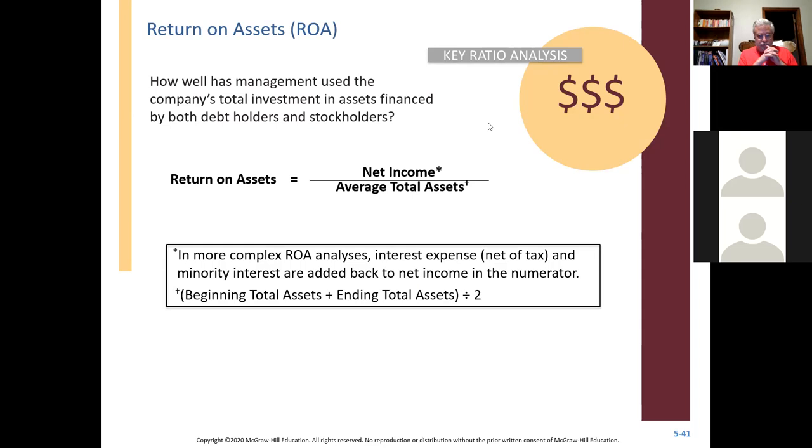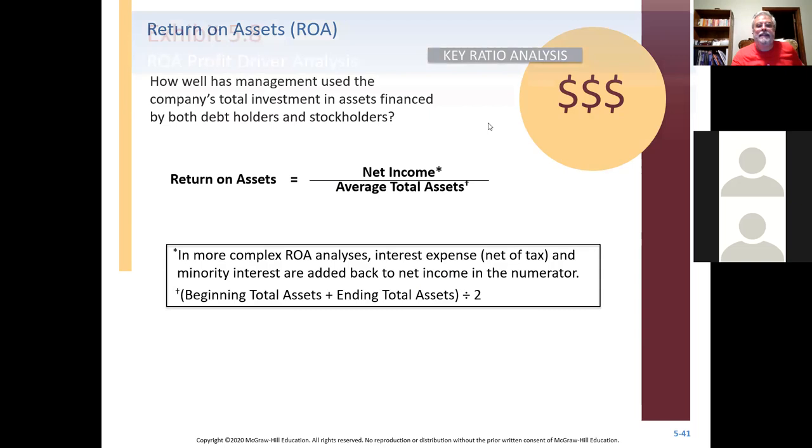Okay, so what does this relationship mean? Well, let's suppose that the return on assets ratio generates a number of 0.50. What the 0.50 simply means is the following. For every dollar that a company has employed in assets, the assets are earning income at a rate of 50 cents. That's very simply what the return on assets means.